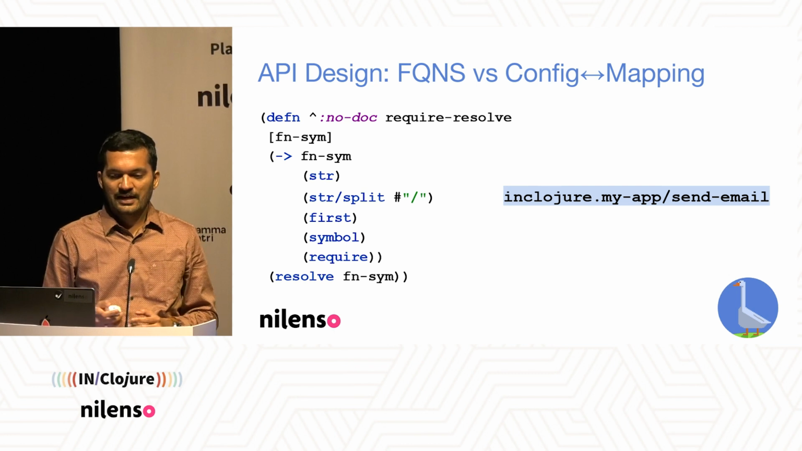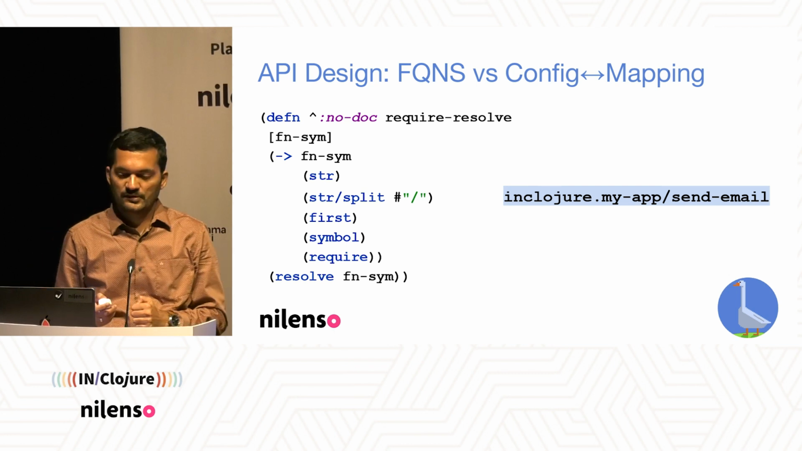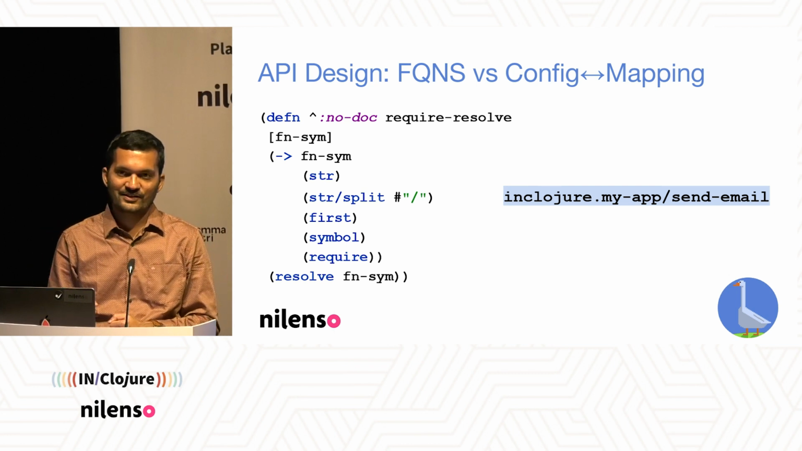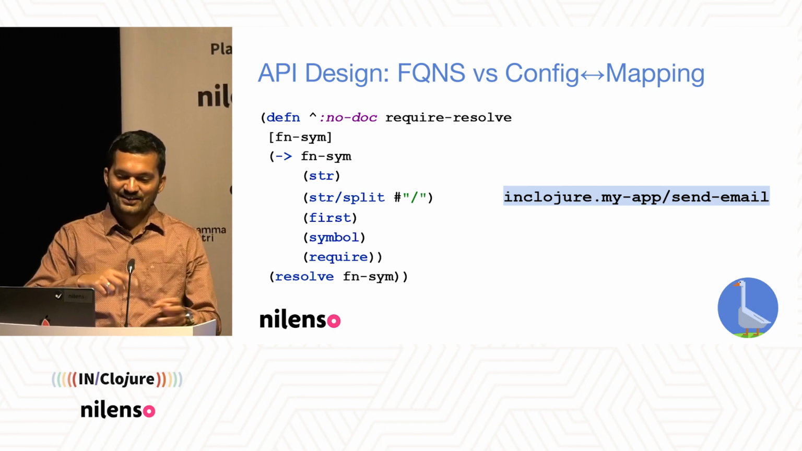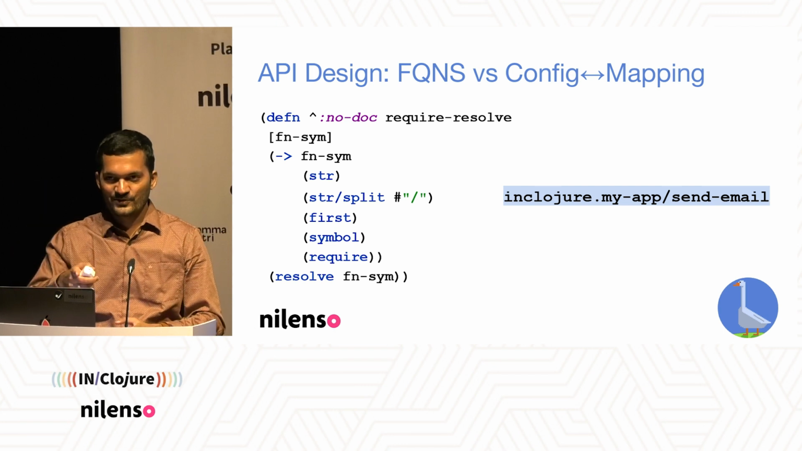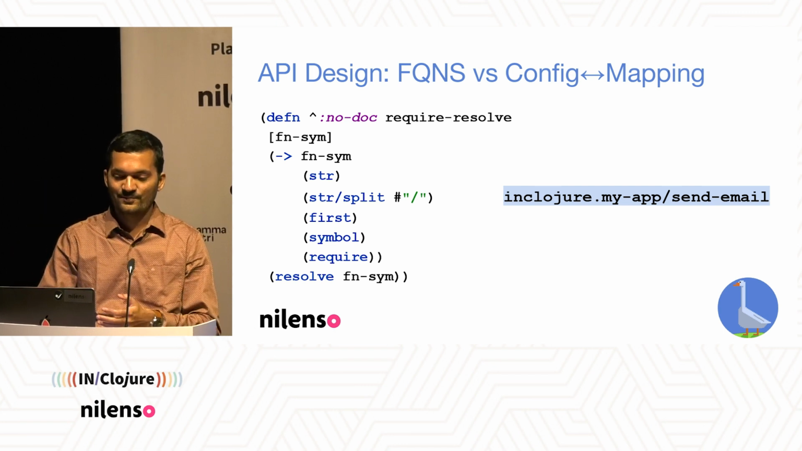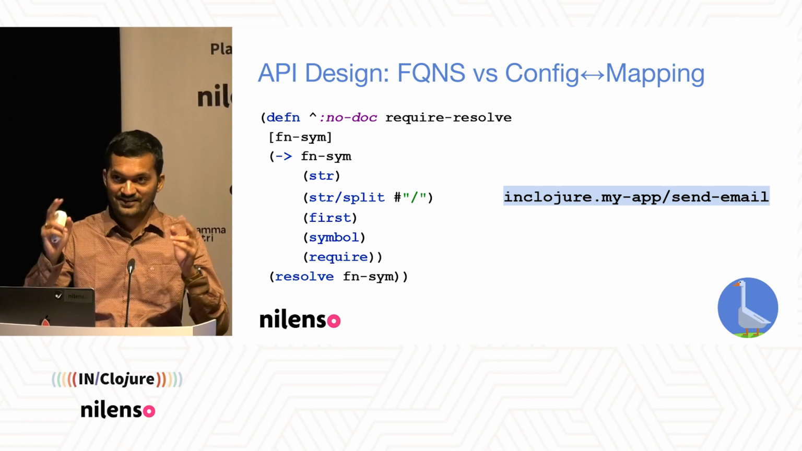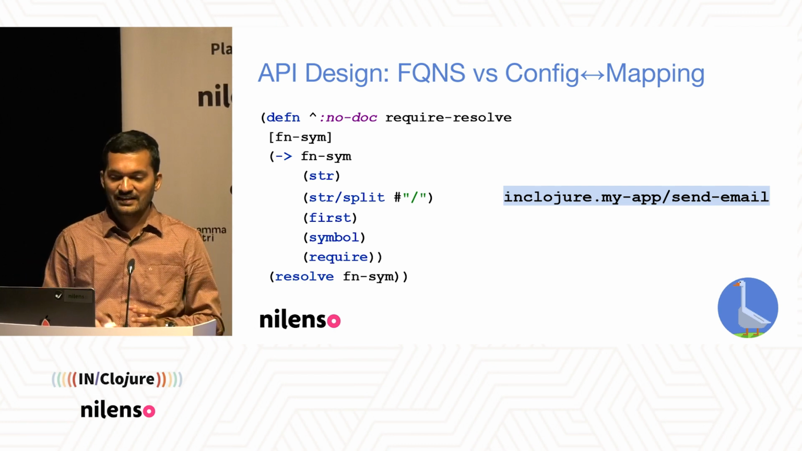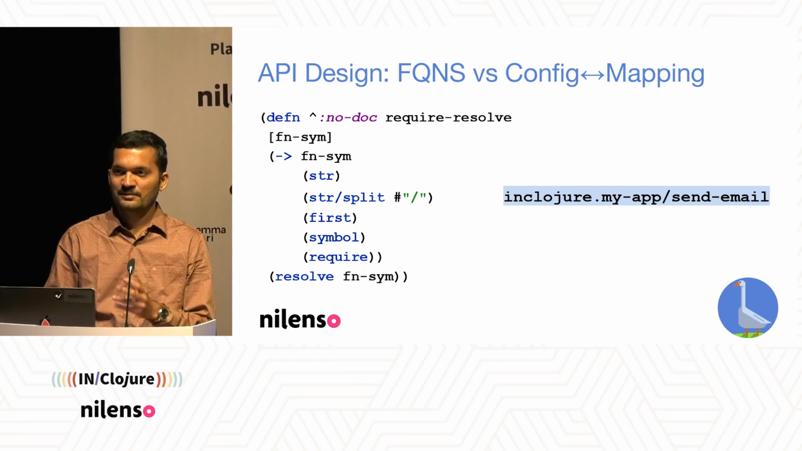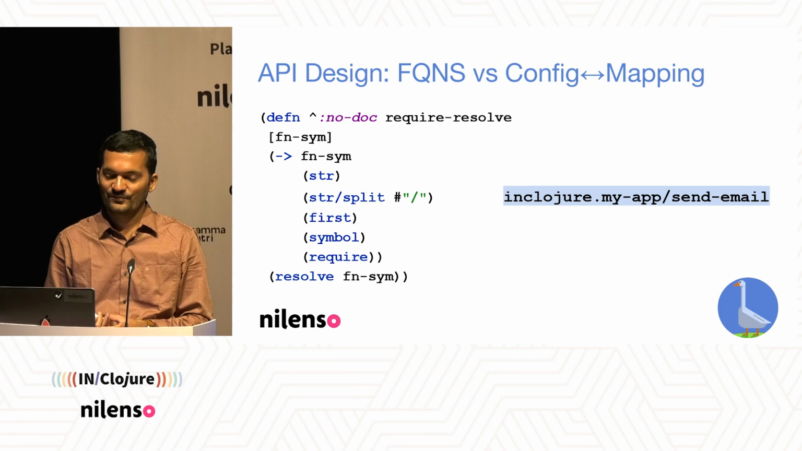As you look at this require-resolve function, what it does is take this myapp send-email symbol, convert it to a string, split using the forward slash, take the first part, convert it to a symbol, and require it, so that's requiring the entire namespace, loading it, and then resolving that to a function, and then the worker can execute this.